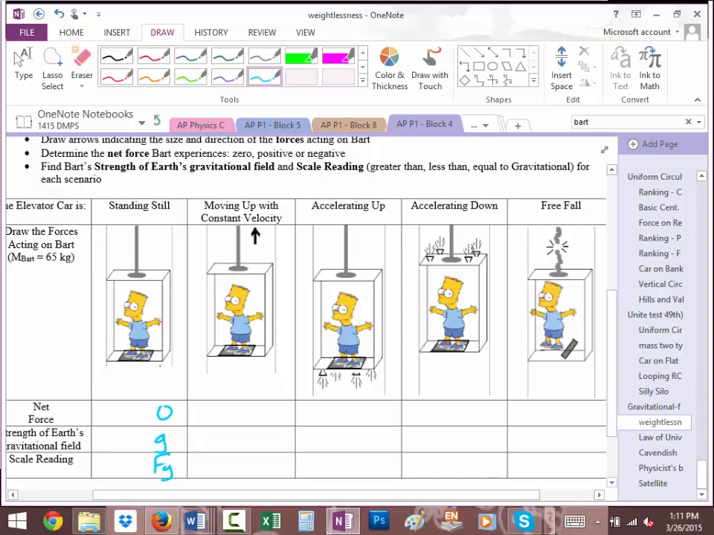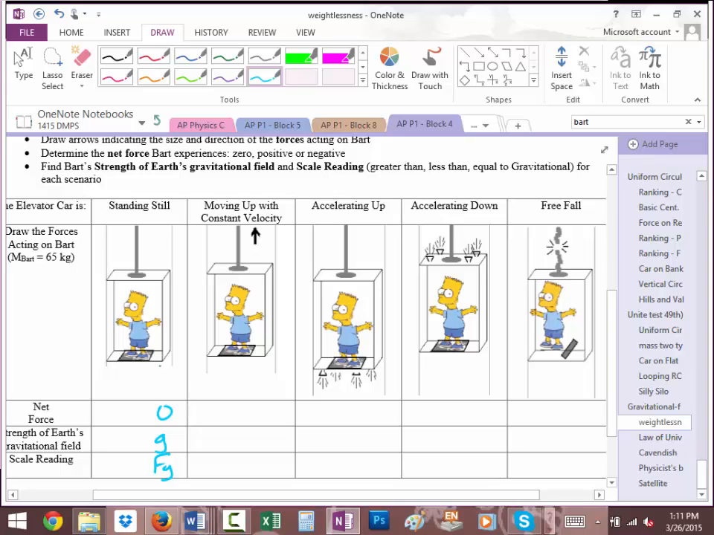We're accelerating up. So we have two forces, and the sizes of those forces do matter now, don't they? Like the sizes of those arrows? Which arrows should be bigger? The normal force, or the scale force, pushing up. Does that make sense? This one should be bigger than this one. Why? Because it's accelerating up, right?